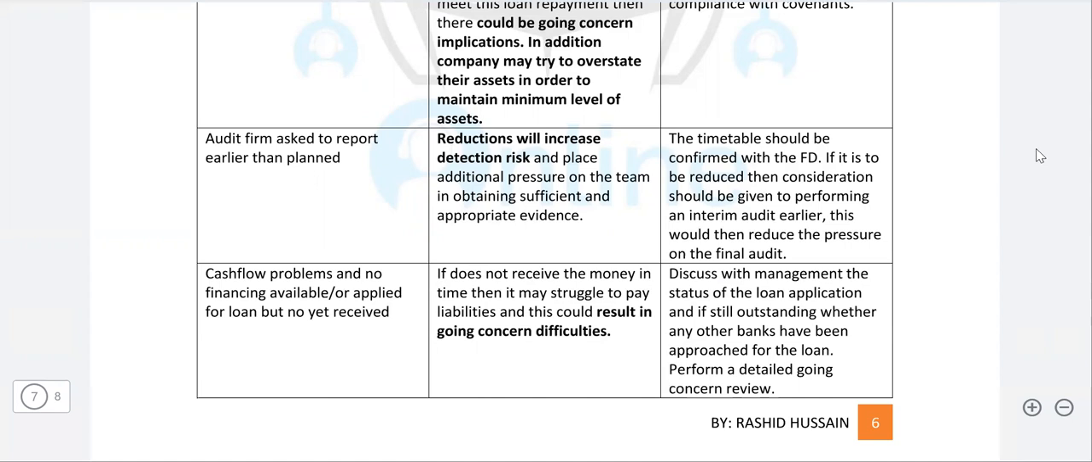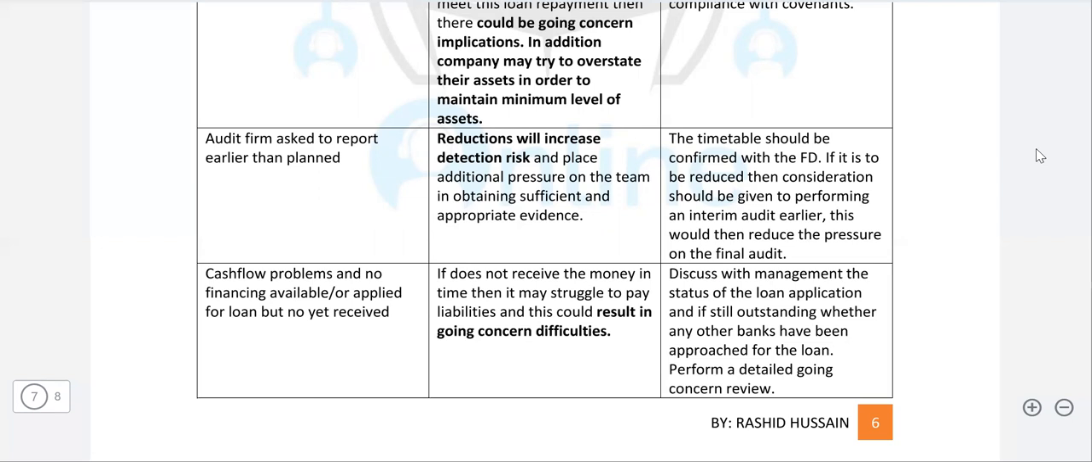Cash flow problems and no financing available, or applied for a loan but not yet received. Remember, if you're relating it to the business, they may not be able to perform the business properly, they may not have the cash to support their operating cycles. This is a business risk.